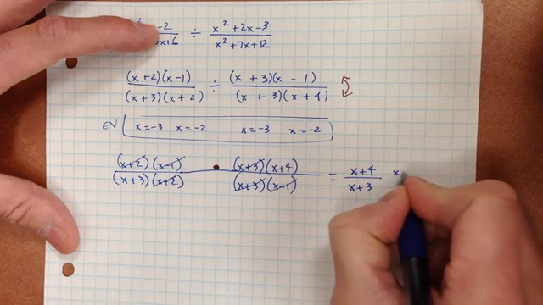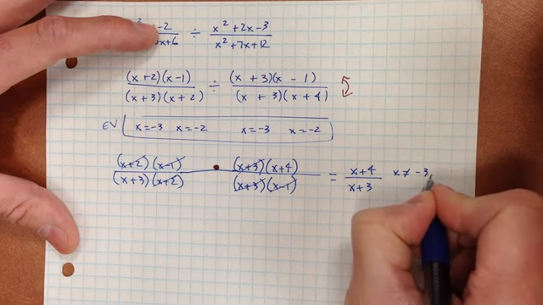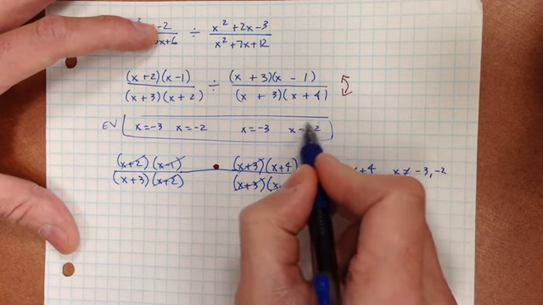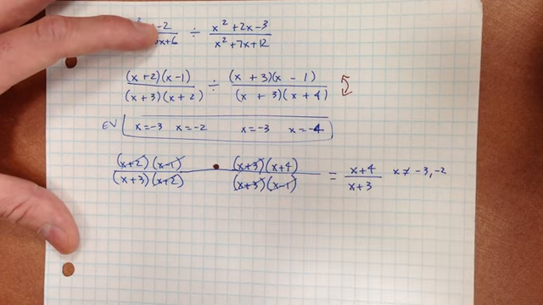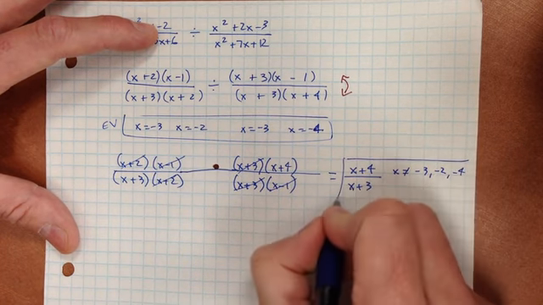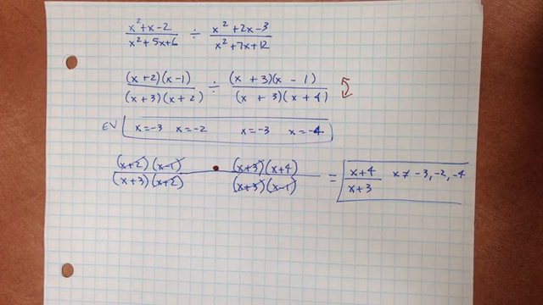Excluded values: x cannot be negative 3 or negative 2. I don't know how that one became a 2. That is actually supposed to be negative 4 right there. Sorry about that. So, and also negative 4. Hope that helps. Just think of your fractions.